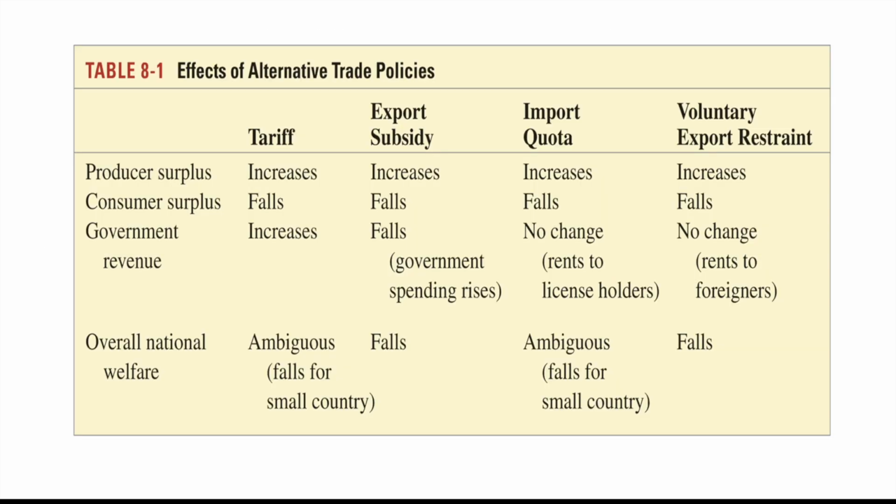So let's go over the effects of these alternative trade policies and summarize them. We can have an import tariff, an export subsidy, an import quota, or a voluntary export restraint. With an import tariff, producer surplus always increases, consumer surplus falls, and the government revenue increases. But the overall national welfare is either a loss or a gain. So if it's a large country, it's ambiguous. It could be a loss, it could be a gain. If it's a small country, it will always be a loss.